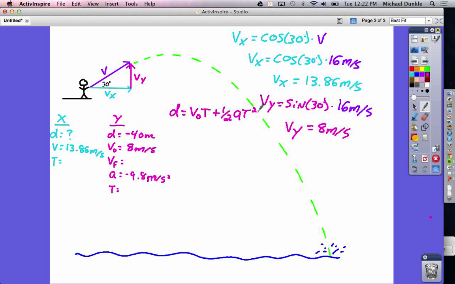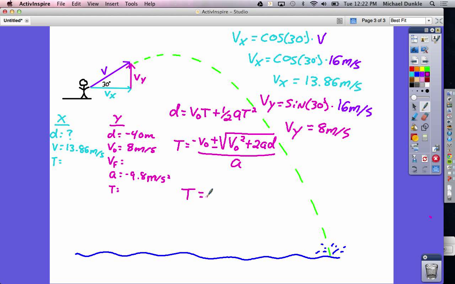Now this is a quadratic. The t is in two different spots, and we can't just eliminate one of the terms because our initial speed is not 0 like it is in horizontal motion. So we have to use our quadratic equation, which we learned in class, and that would be that the time is equal to the negative initial velocity plus or minus the square root of initial velocity squared plus 2 acceleration displacement divided by acceleration.